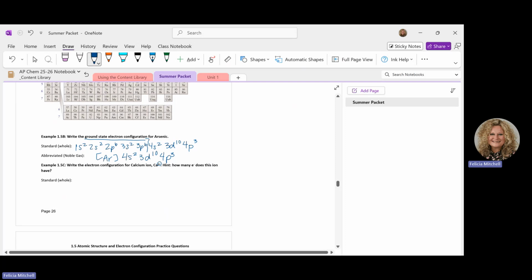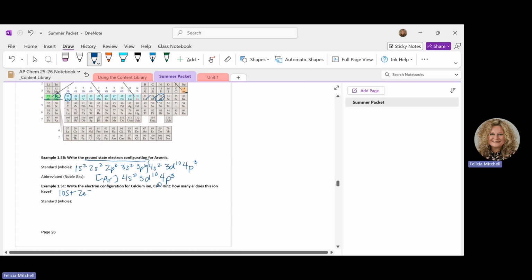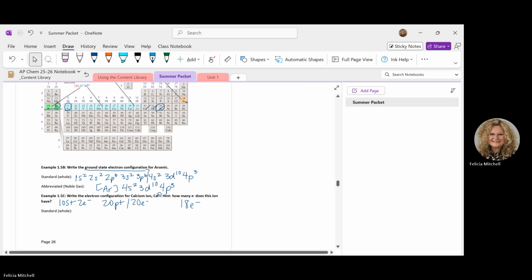Okay, now it says, what if you have calcium 2+? What does that 2+ mean? It means he lost 2 electrons. Okay, so what would he be as his electron configuration? Well, go back and find him. He had 20 protons and he had 20 electrons, but he lost 2. So now he has 18 electrons. What does that make him like?